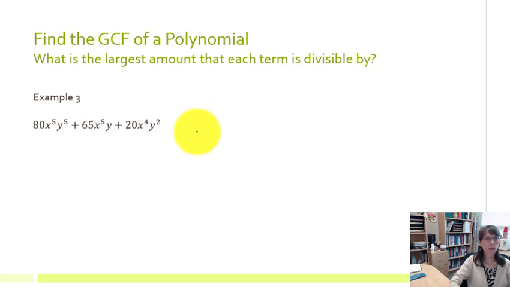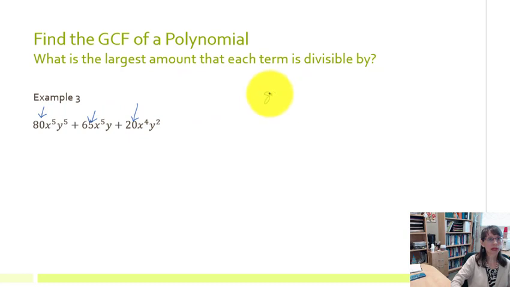In the next two examples, we're going to be finding the greatest common factor of a polynomial, but you'll notice this time we have exponents that are much larger than 1. So we're not going to let that worry us. We're still going to start with each coefficient. So we're looking at 80, 65, and 20. We're going to break those down using the factor ladders to come up with the greatest common factor for the coefficient portion, and then we'll look at each of the variables involved for these terms.